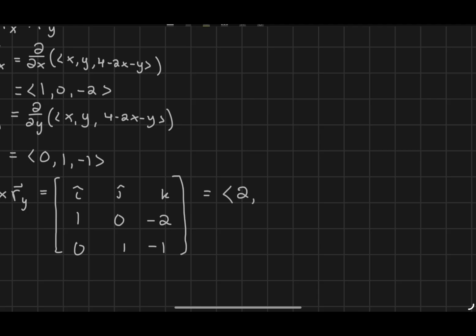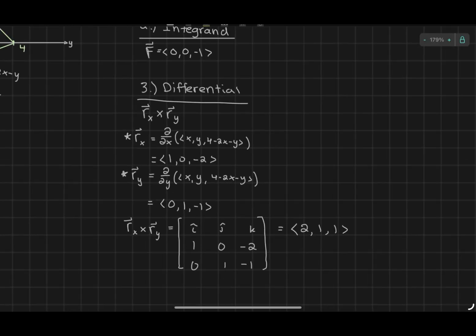For our j component, we're going to have 1 times -1 minus -2 times 0. So that's just going to be 1 times -1. Remember that j component picks up a negative, therefore we are going to have a -1, which is going to be 1. And our k component is going to be 1 times 1 minus 0 times 0, which is just going to be 1. So that is our r sub x cross r sub y.